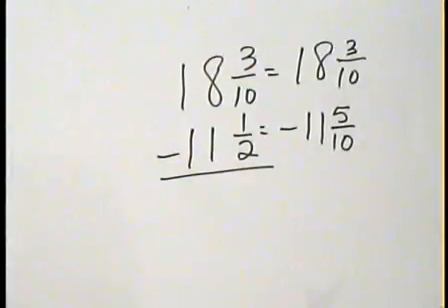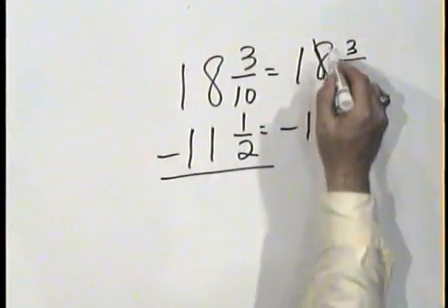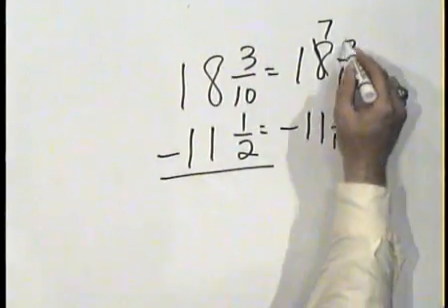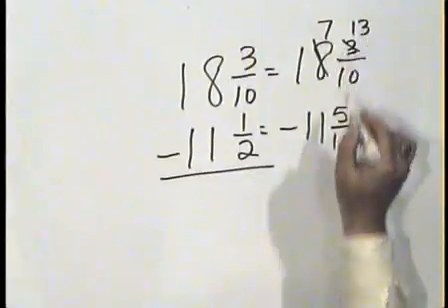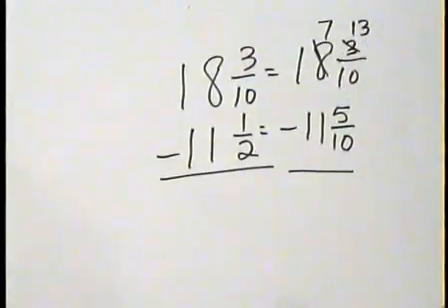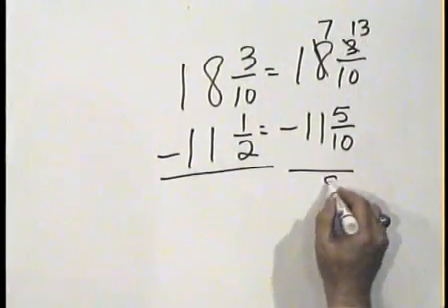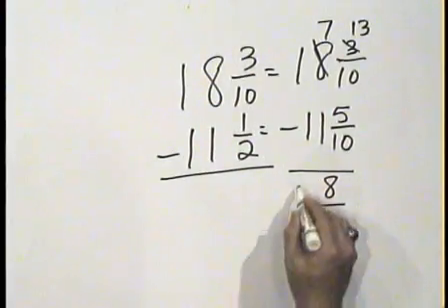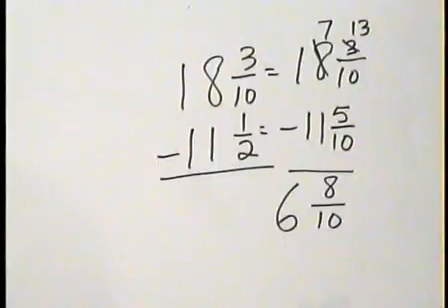Can I subtract 3/10 minus 5/10? No, I can't. So I'll borrow 1 from the 18, leaving me 17 in the ones place. Change that 1 into tenths. 10 plus 3 is 13. 13 minus 5 is 8, 8 tenths. 17 minus 11 is 6. So 6 and 8 tenths.